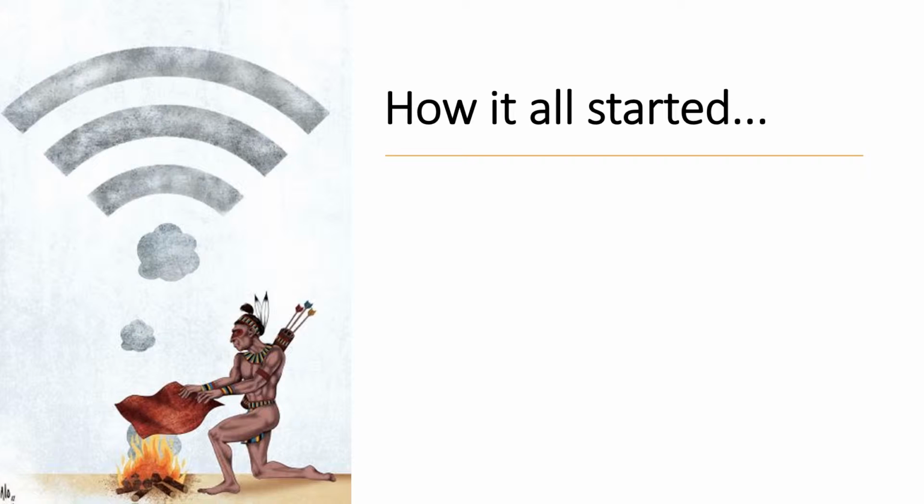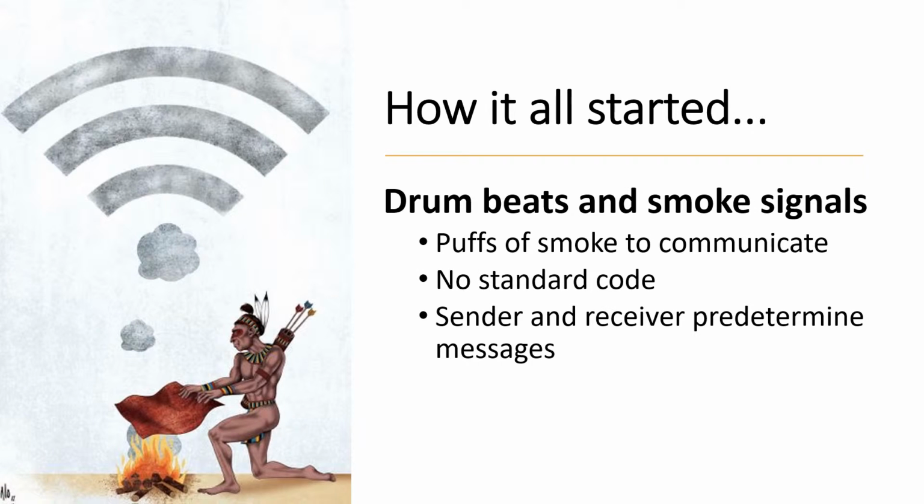The method utilized puffs of smoke to communicate information. There was no standard code to drumbeats and smoke signals. It was often up to the sender and receiver to determine what the messages were. Although drumbeats and smoke signals were just the beginning of inventions that developed the Internet today, there are many other inventions that continue to be developed that aided the Internet.